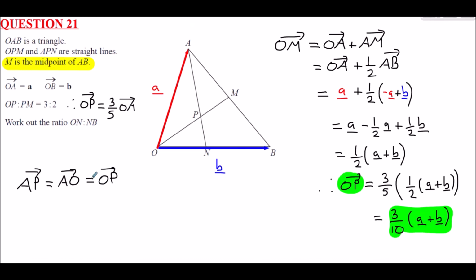So A to O, and then from O to P. Now, from A to O is the reverse of vector A, so that's going to be minus A, then plus OP, which is 3/10 of A plus B. So minus 1A plus 3/10 of an A, that's minus 7/10 of an A, plus 3/10 of a B.